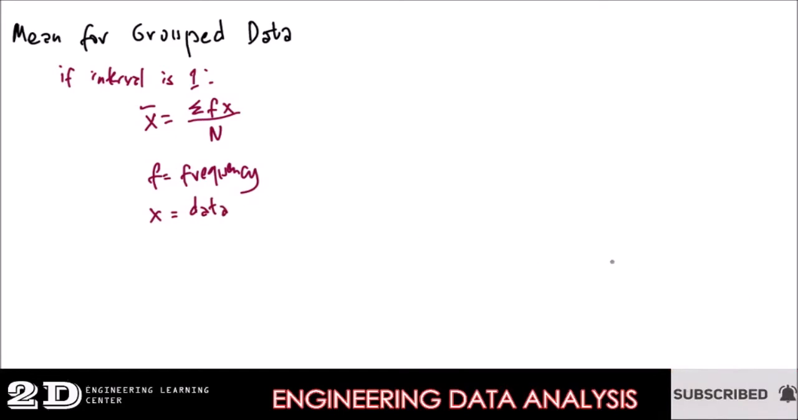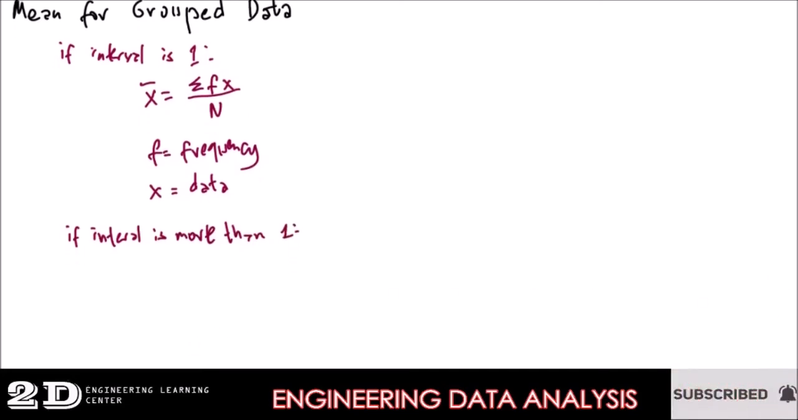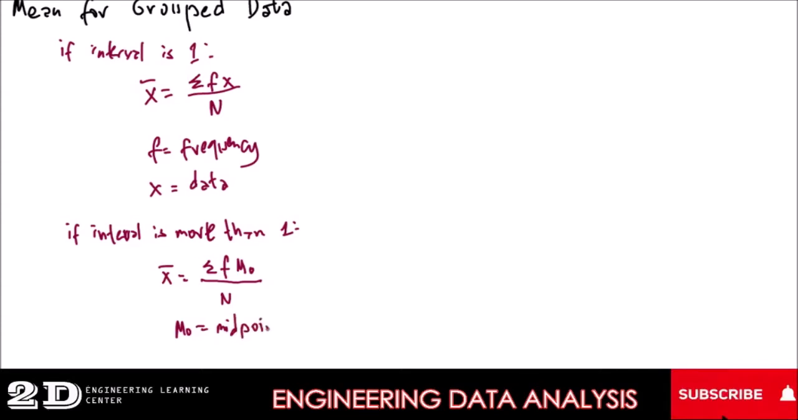Now if it is grouped, so the interval is more than 1, the formula will be our mean is equal to the summation of the frequency times the midpoint over n. So that is the formula for the mean if the interval is more than 1. So our m here is the midpoint of the interval.